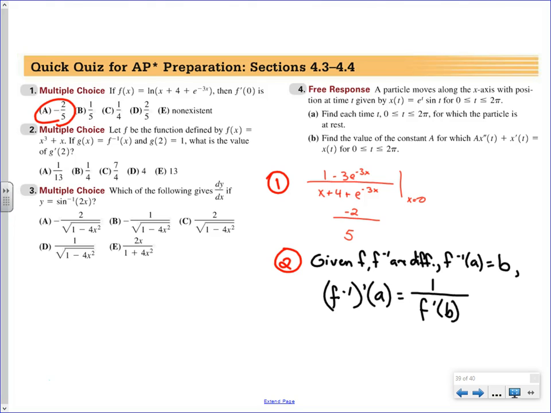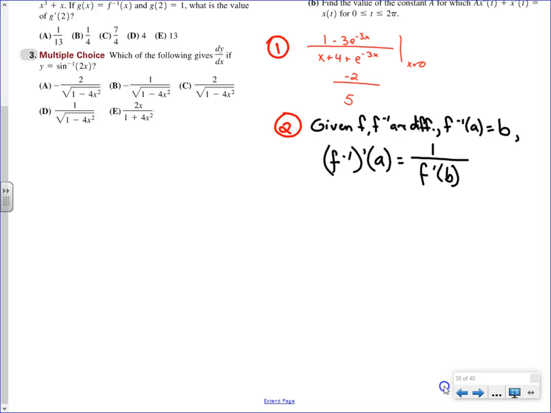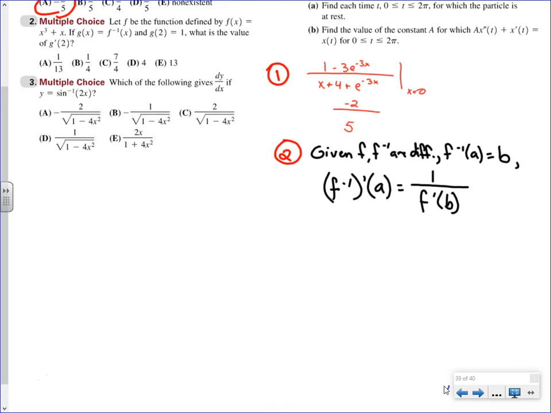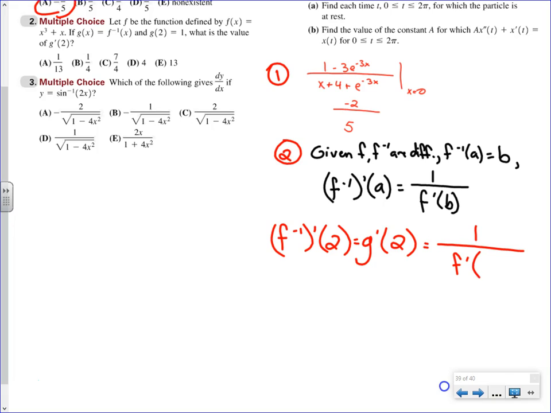Let's put it in practice. So plug in. Who's my f? F is x cubed plus x. I know that my f inverse, or my g prime in terms of the problem itself, and where are we finding the derivative at? At 2, is equal to 1 over f prime of g of 2, not g inverse of 2.